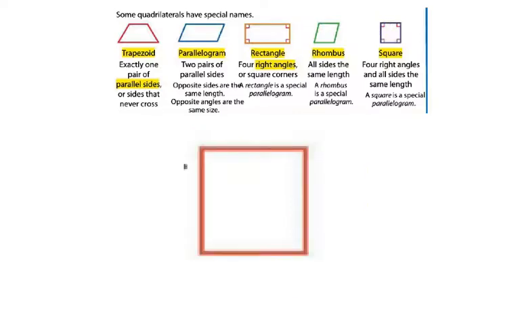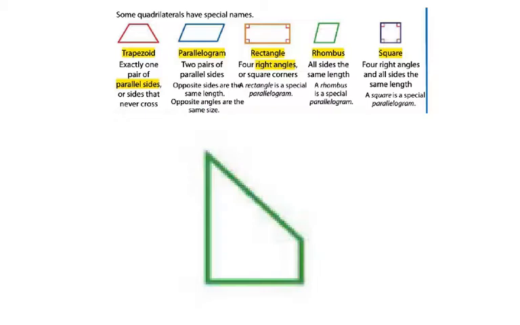Speaking of a square, what's this? This is a square. And why is it a square? You need to know why it's a square. All the sides are the same, and the opposite sides are parallel.